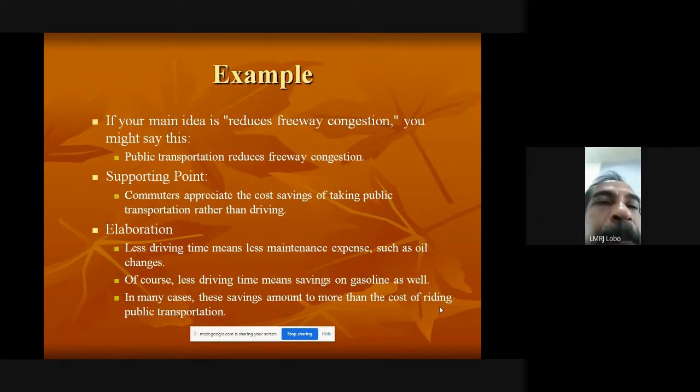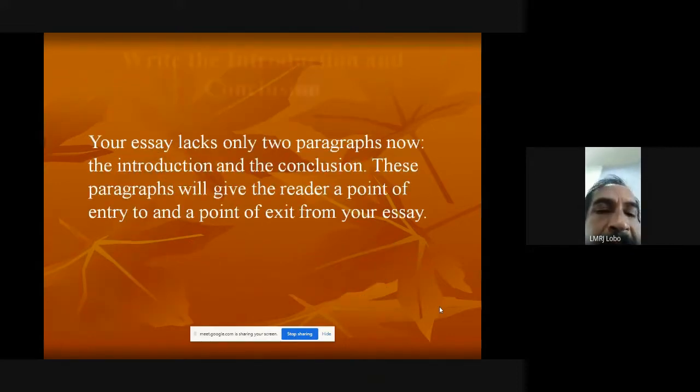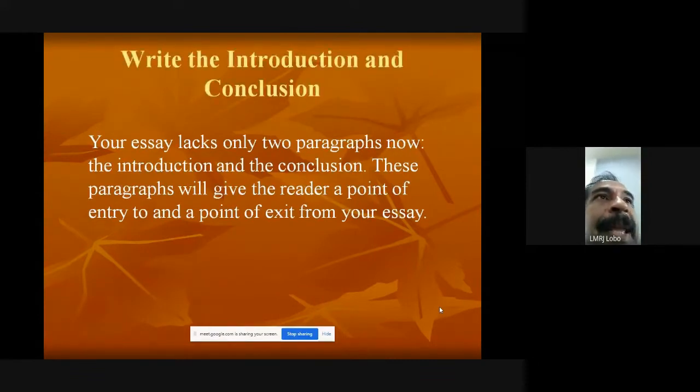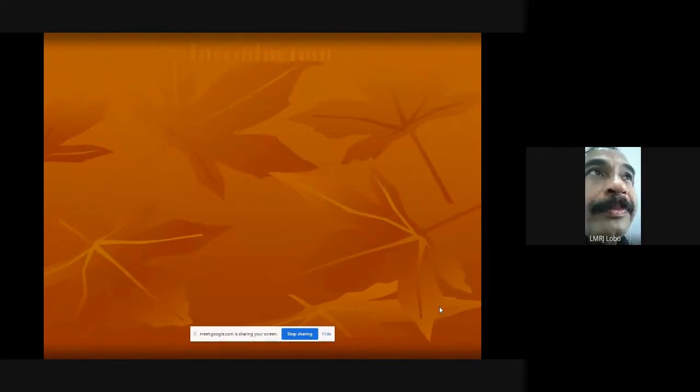So we have supporting points and we have elaborations with the main point. Then we go for writing the introduction and conclusion, because our body is now ready. Your essay lacks only 2 paragraphs now, the introduction and conclusion. These paragraphs will give the reader a point of entry and a point to exit from your essay, understanding how you enter, then place the points in your body, and then you conclude.